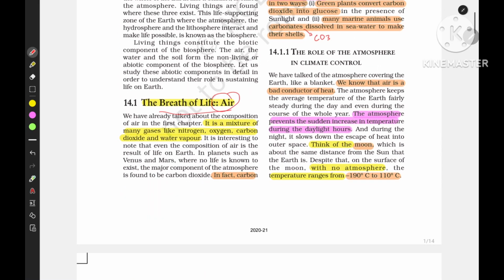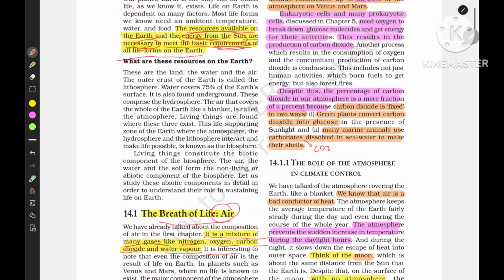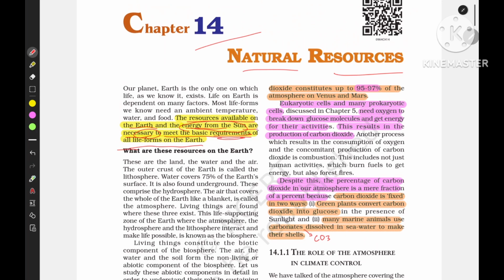Let's talk about the air. It is a mixture of many gases like nitrogen, oxygen, carbon dioxide, and water vapor, and many more gases which are in less concentration. In fact, carbon dioxide constitutes about 95 to 97% of the atmosphere of Venus and Mars, but in Earth's atmosphere it is only 0.03%.